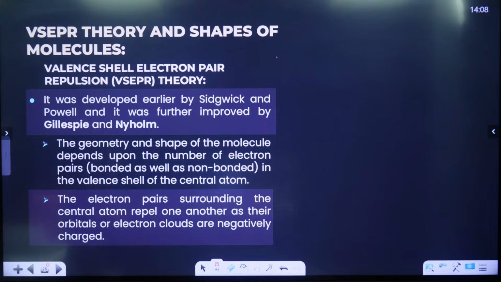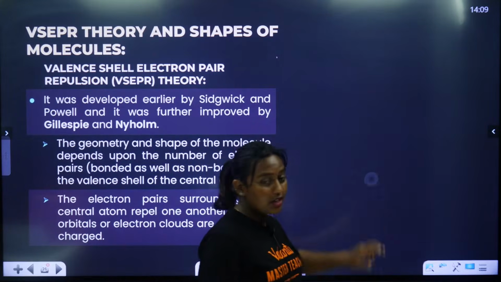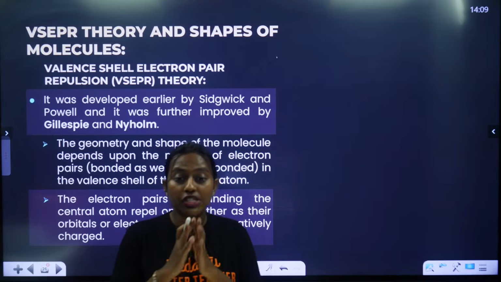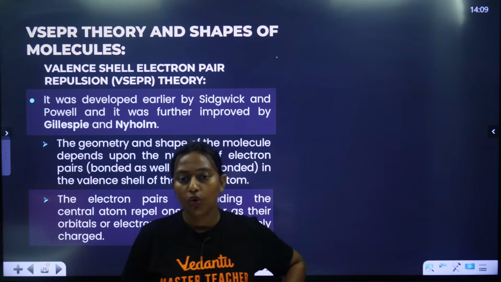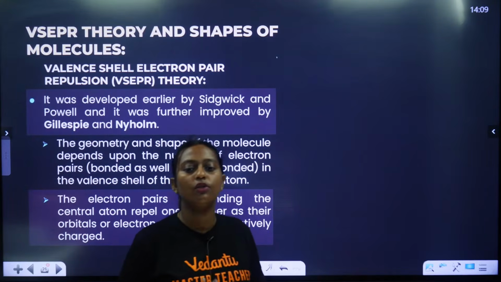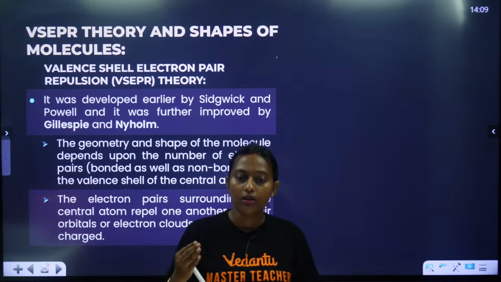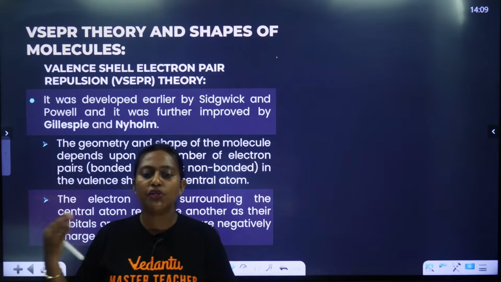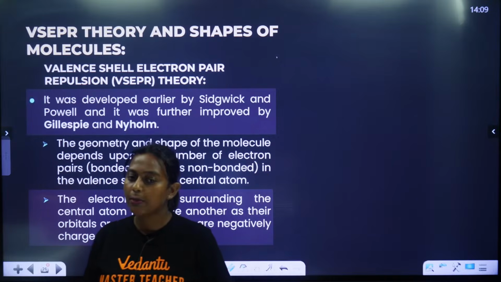What is VSEPR theory? VSEPR theory is based on the shape of molecules. What is the full form of VSEPR theory? Valence shell electron pair repulsion theory, that is VSEPR theory.